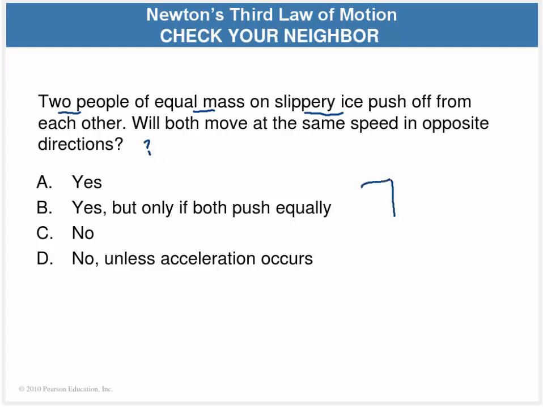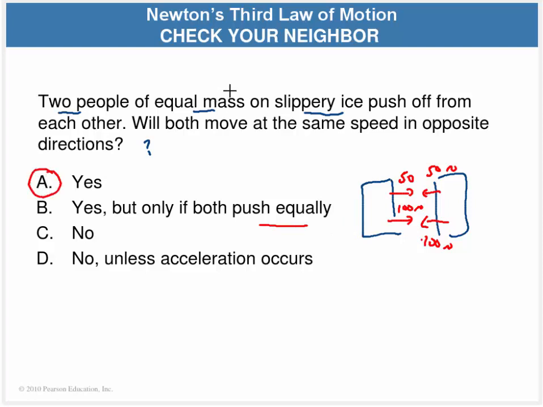Now, this one's kind of tricky. Suppose I've got my two people, and person A pushes on person B with 50 newtons, then person B has to push back with 50 newtons worth of force. If this guy pushed with an extra 100 newtons worth of force, then this person also pushes back with 100 newtons worth of force. So it doesn't matter if they both push equally or not, because one pushes on the other, and it has to push back with the same amount of force. So they will always move at the same speed in opposite directions as long as they both have equal mass. The forces have got to be the same.